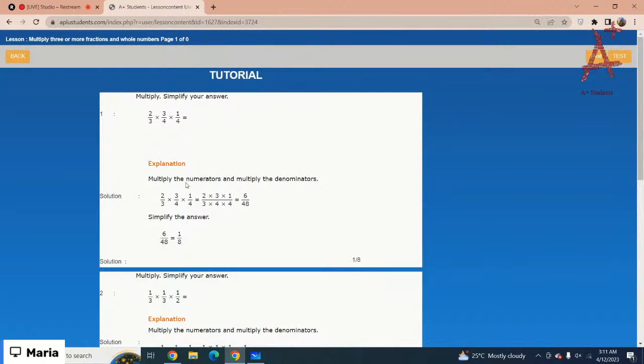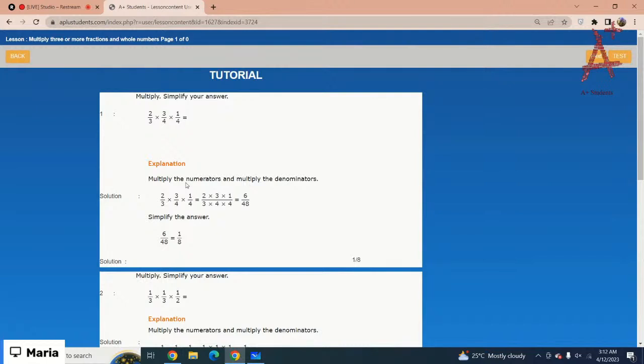Like for this one, 2 by 3 times 3 by 4 times 1 by 4. You just multiply all the numerators. 2 times 3 is 6 and 6 times 1 is 6. Then multiply all the denominators. 4 times 4 is 16 and 16 times 3 is 48. So it would be 6 over 48. You can divide them by a common number, 6. So it would be 1 over 8.